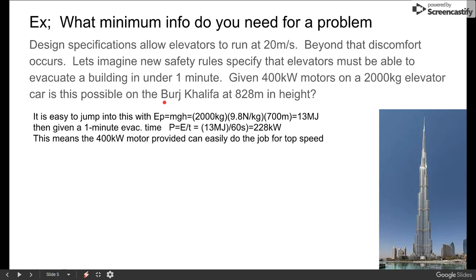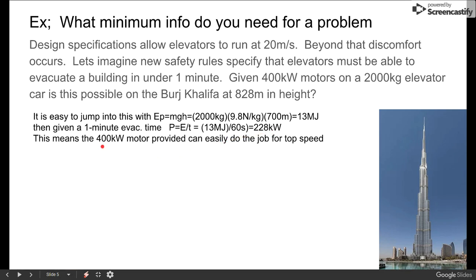Well, the easiest thing to do is calculate the energy to lift that elevator to the top of the building. And I've got the wrong number here. Okay, so that was 828. I put in 700 meters instead. So assuming that number there, yeah, I've still got the wrong calculation here. We get 13 megajoules in 60 seconds means a 228 kilowatt motor.